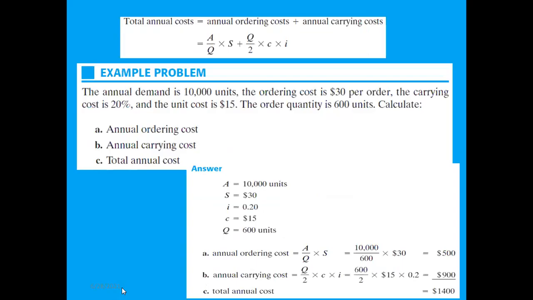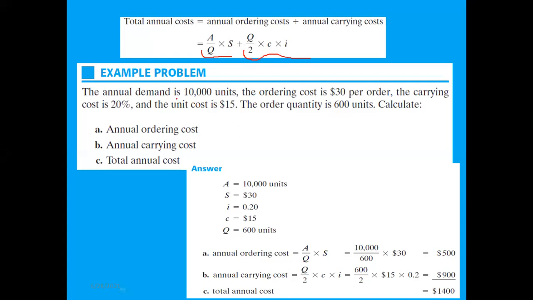Next, the total annual cost is equal to annual ordering cost plus annual carrying cost. So totally, (A by Q) into S plus (Q by 2) into C into I. So this is the other formula whenever you are using the annual cost. Based on this, we'll solve a problem and then switch to the other topic.